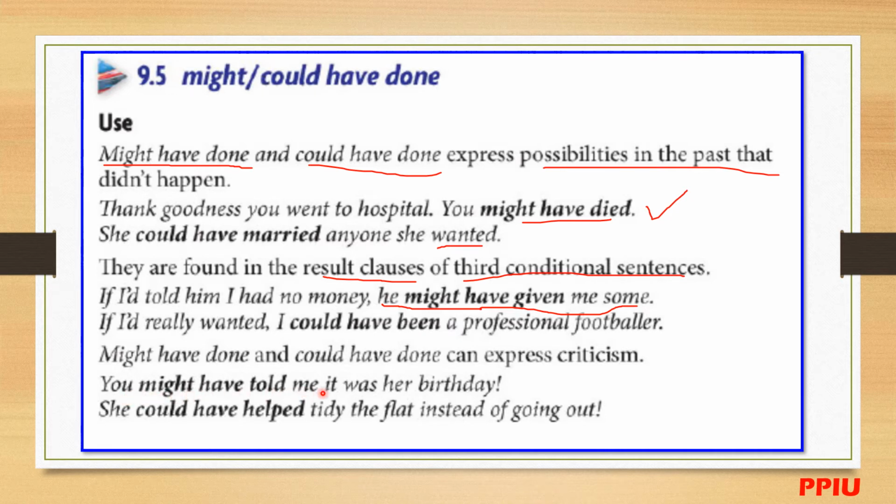You might have told me it was her birthday, but no one told me it was her birthday. She could have tidied the flat instead of going out. They could have tidied the flat instead of going out, but no one stayed at home. They just went to the party, went out with friends sometimes, right?